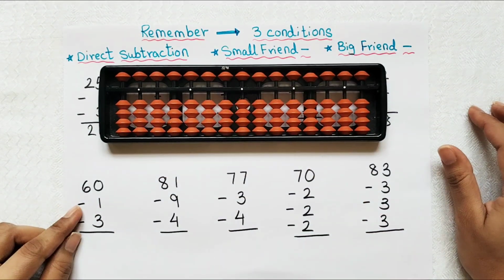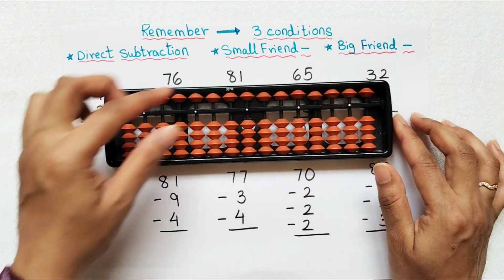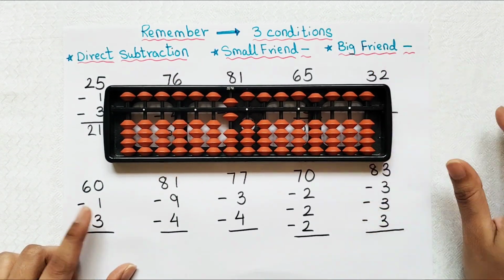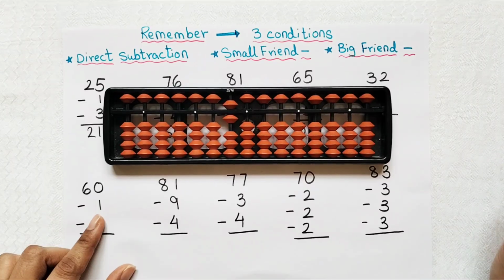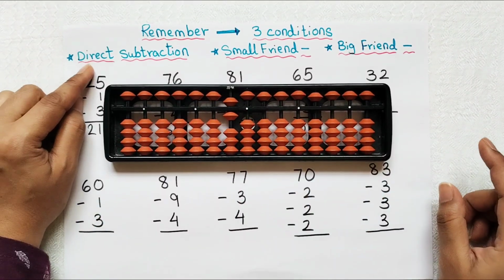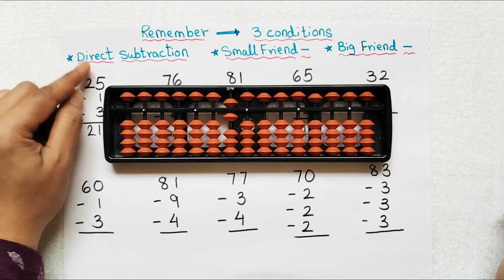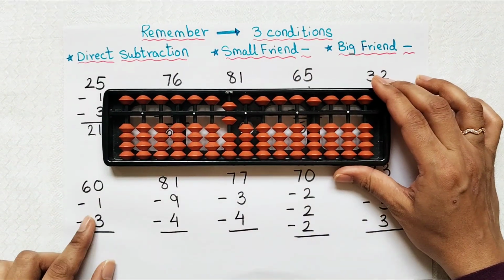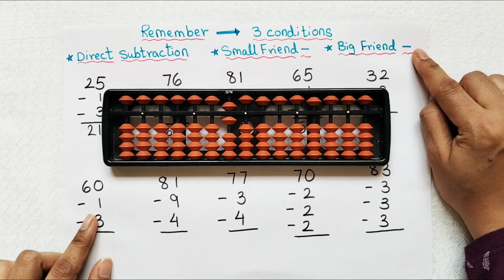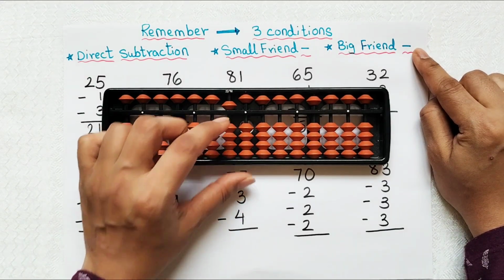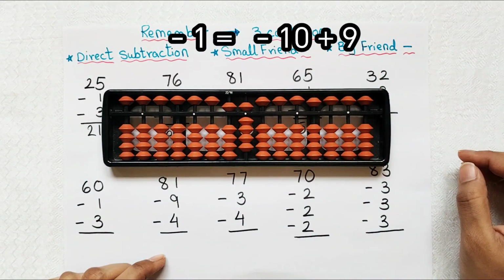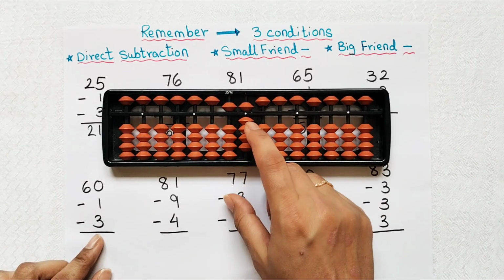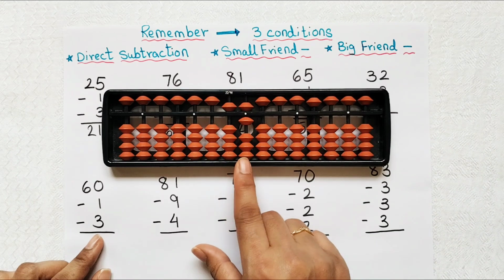Next one, 60 less 1 less 3. 60. Now less 1. How will I do less 1? We all know 1 has two formulas, small friend and big friend. So first is direct subtraction. I cannot do. Small friend also I cannot use. So I have to use the big friend subtraction formula. That is less 10 plus 9. Okay, next number, less 3. Can I do direct subtraction? Yes. So my answer is 56.